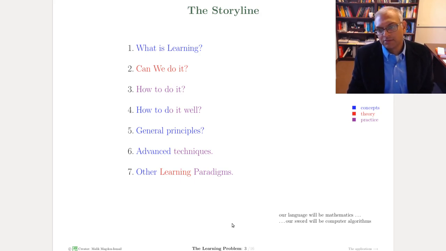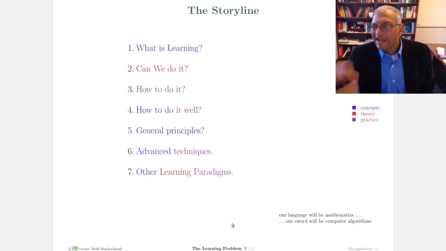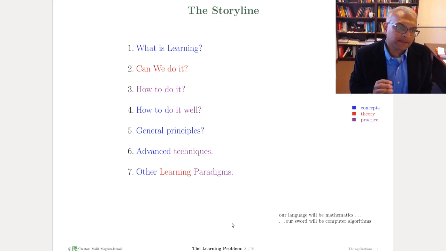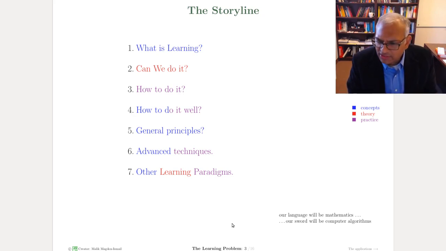Okay? And in the setting of when we can learn from data, how do we do it? Okay, so what is learning? Can we do it? How do we do it? Once we have settled those basic issues, those absolutely fundamental issues, then whenever you decide that you're going to try to develop something, it's important to ask these fundamental questions, okay?